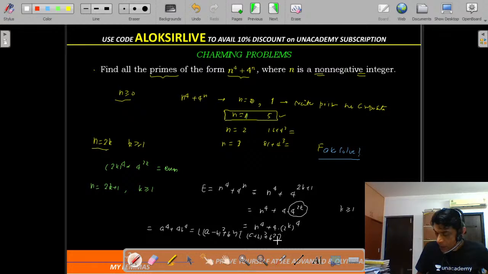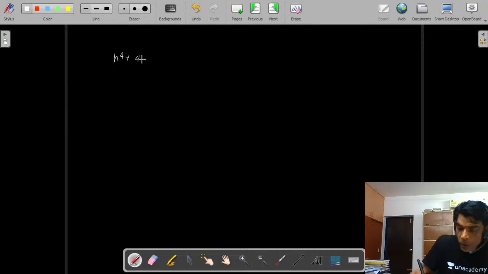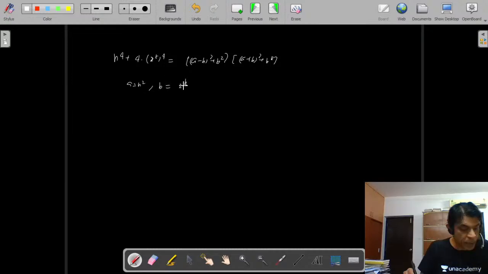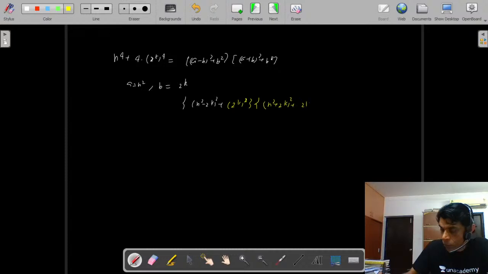I will have to change the slide maybe, so let me write again. n to the 4 plus 4 times 2 to the k to the 4, I am writing this as a minus b squared plus b squared, times a plus b squared plus b squared. This is not a trivial point. Now see what happens: your a was n squared and your b was 2 to the k. So this is n squared minus 2 to the k whole squared, plus 2 to the k whole squared, and again n squared plus 2 to the k whole squared, plus 2 to the k whole squared. Now you see that this thing is greater than 1. In fact, k is not 0, k is greater than or equal to 1.